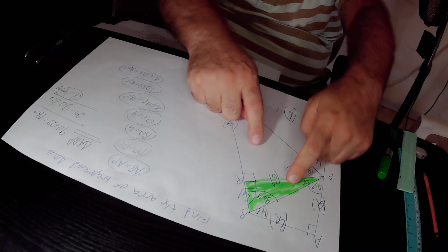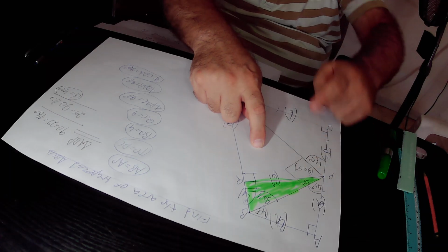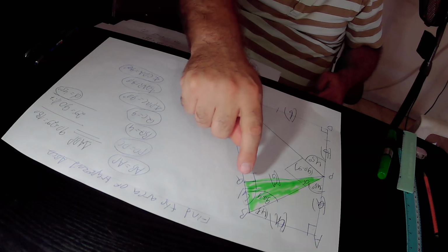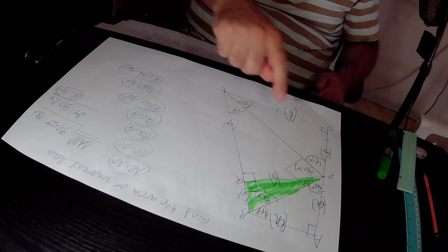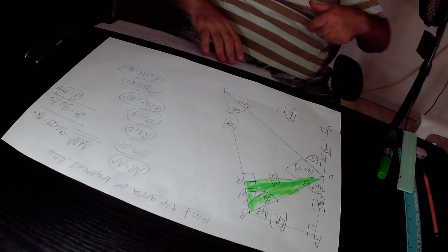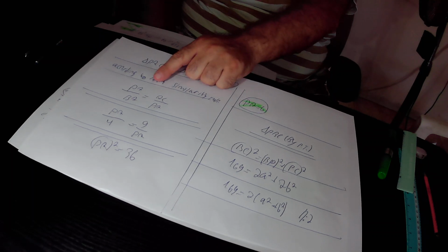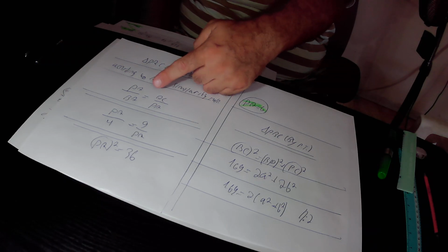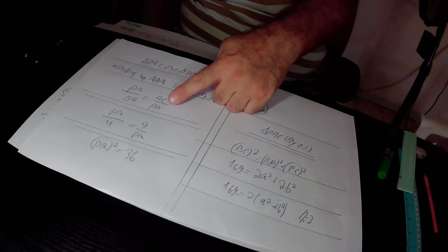From the fact that those two right triangles are similar to each other, we will derive that the following relationship exists between their sides. We will derive that side PQ of the big right triangle PQC over side BQ of the small right triangle PBQ is equal to side QC of the big right triangle PQC over side PQ of the small right triangle PBQ.